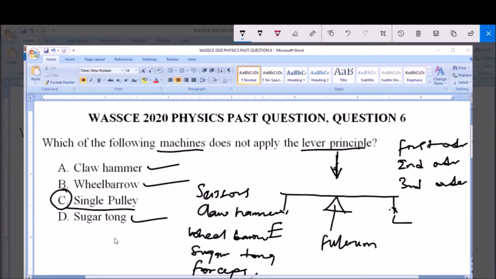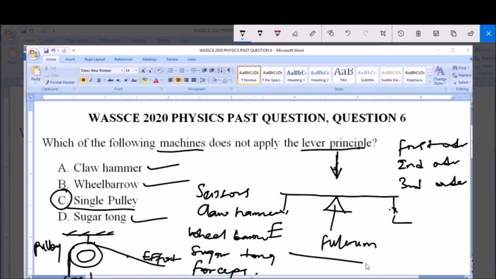Now, a pulley is described like this. Let me give you a diagrammatic representation of a pulley. Take, for instance, you have something like this where it is attached, then you have it like this. The effort is usually applied here, and then the load is suspended on this pulley system like this. Here will be the load. So the effort being applied here enables you to lift this load. So this is a representation of a pulley system. You can see that this pulley system is different from the lever principle. These other machines here apply the lever principle, except option C, which is single pulley. So option C is the answer to this question.